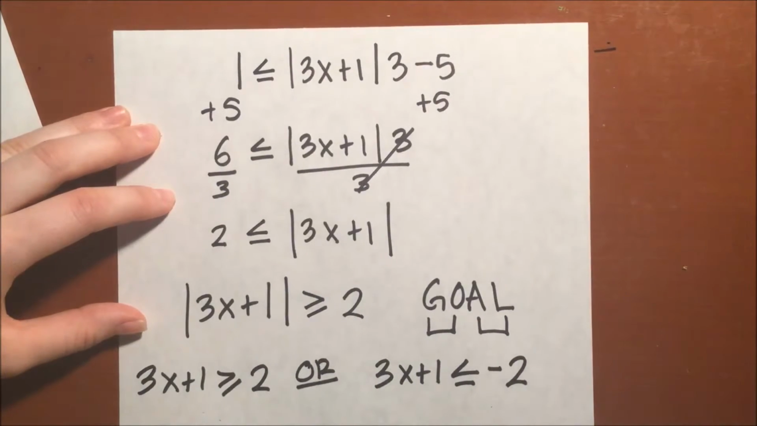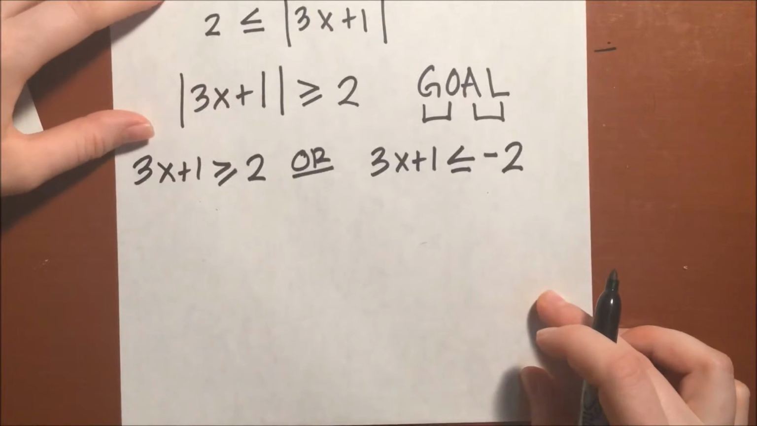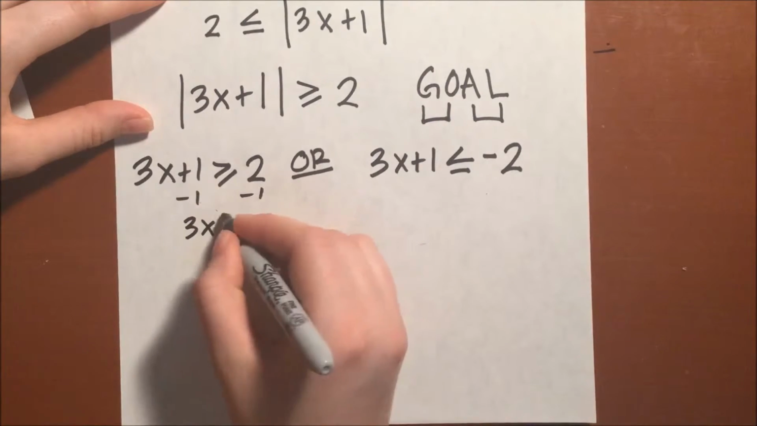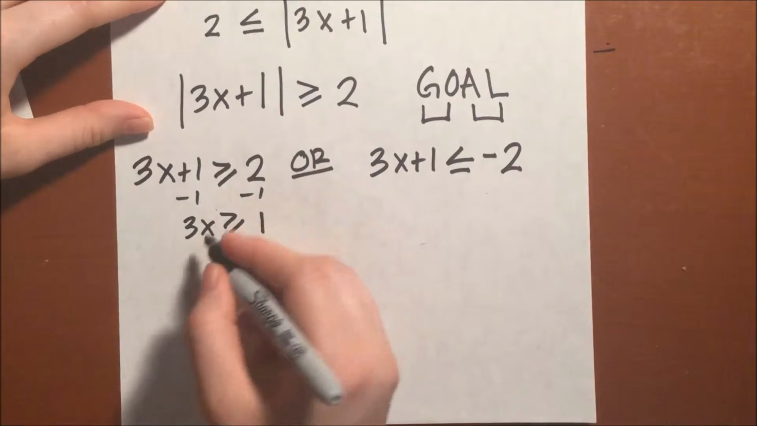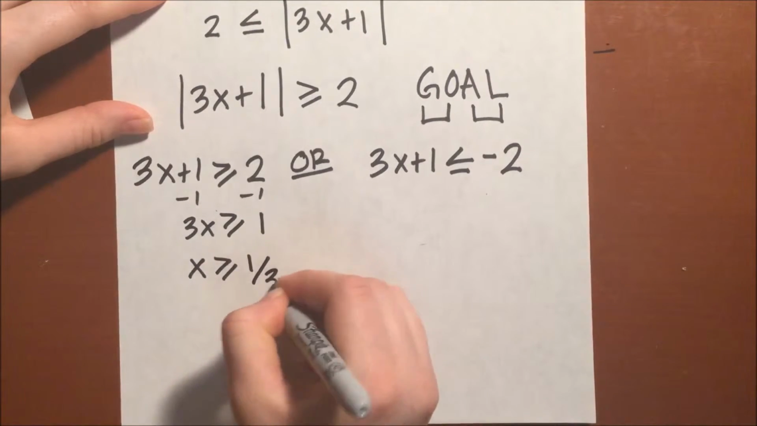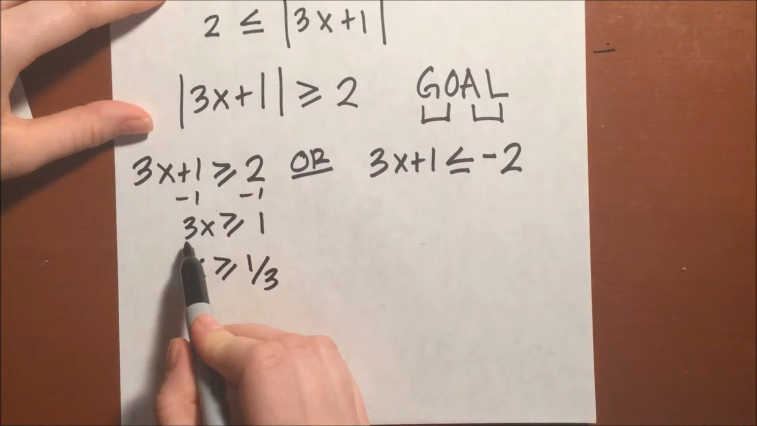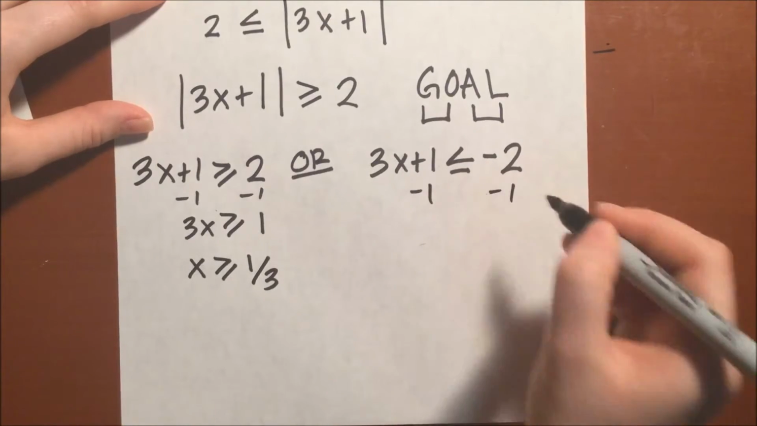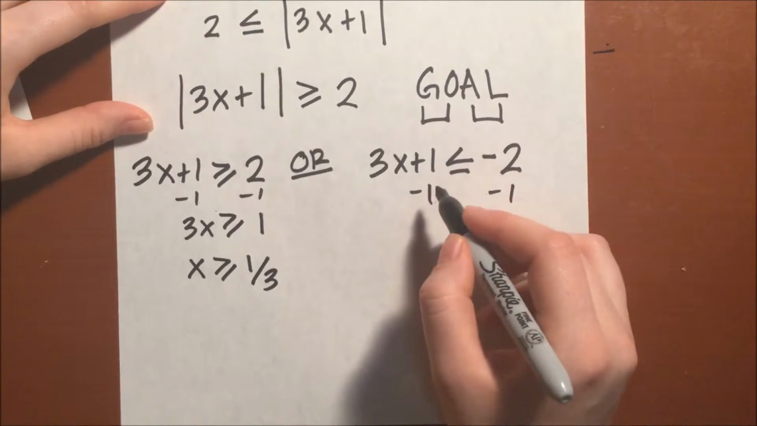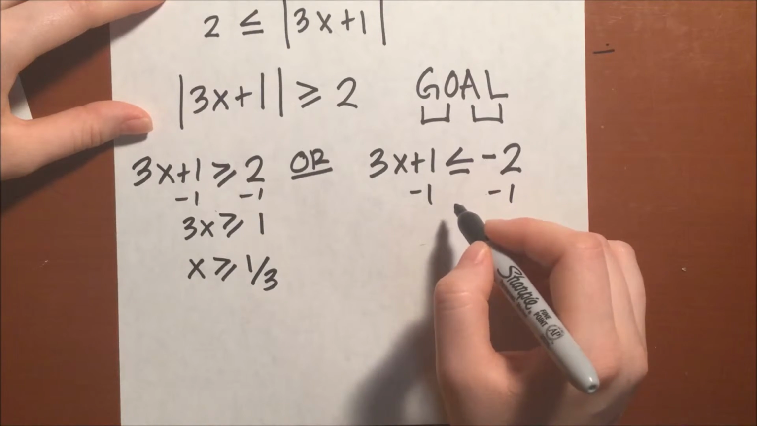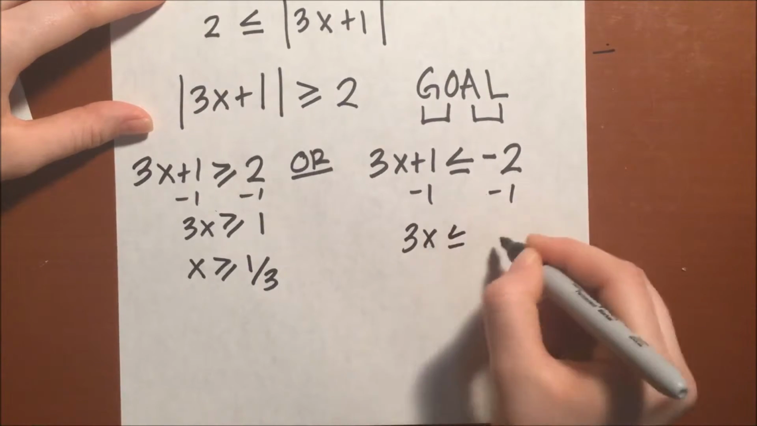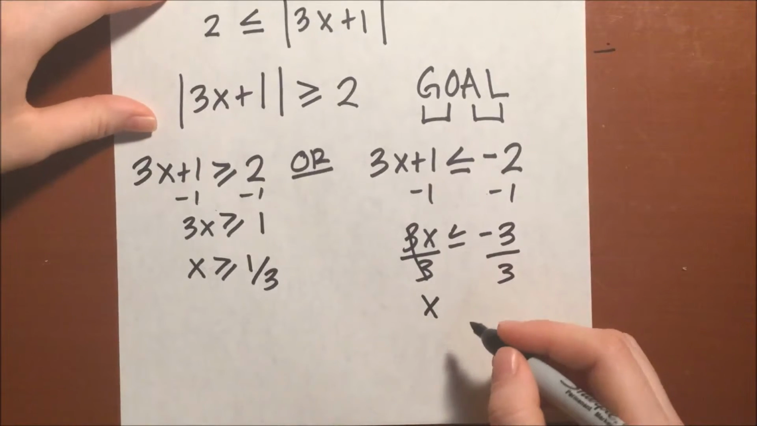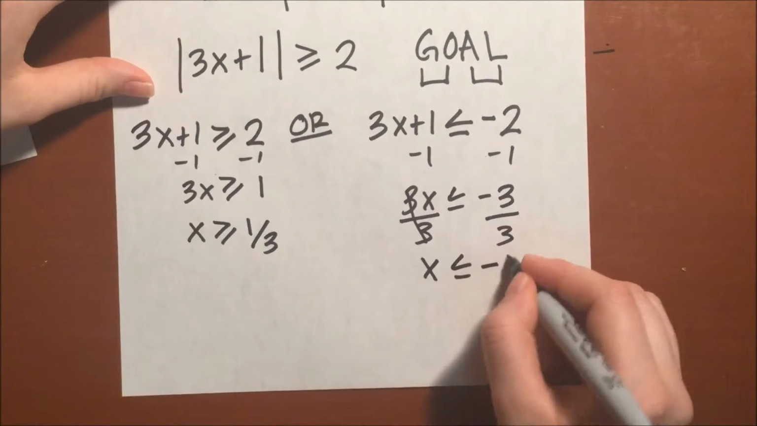Okay, and now I'm going to start solving this. I'm going to add -1 to that side, so I have 3x is greater than or equal to 1. Dividing by 3, I have x is greater than or equal to 1/3. Since this was not a negative number, I don't need to switch the inequality sign. Now looking at this one, I need to subtract a 1, and I don't need to switch the inequality sign because I'm not multiplying or dividing by a negative number. Then I have 3x is less than or equal to -3. Dividing by 3, I get x is less than or equal to -1.